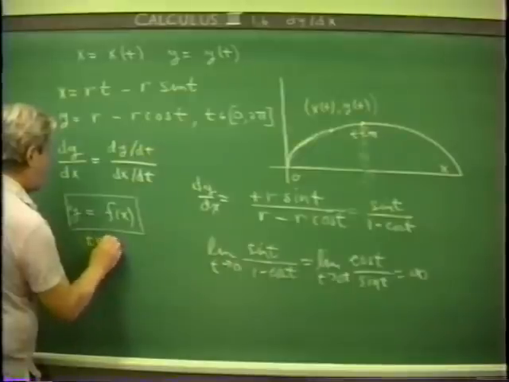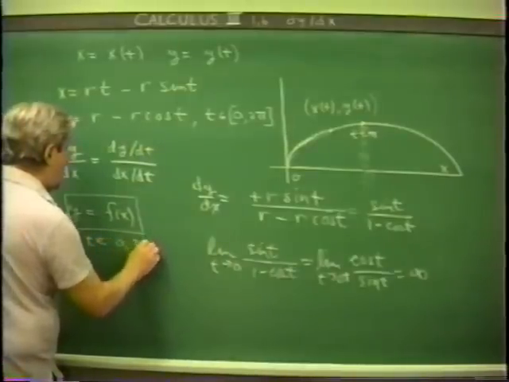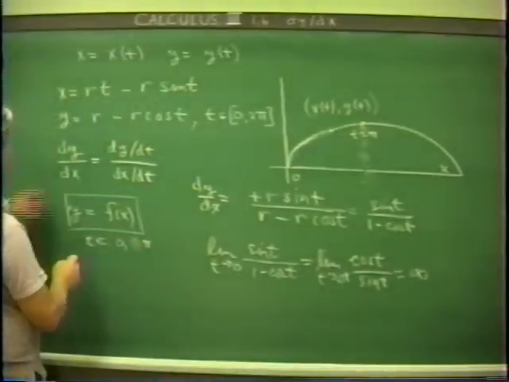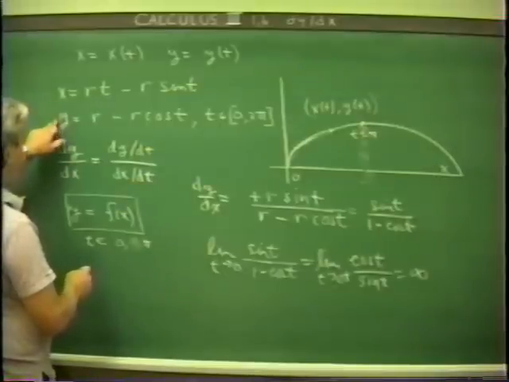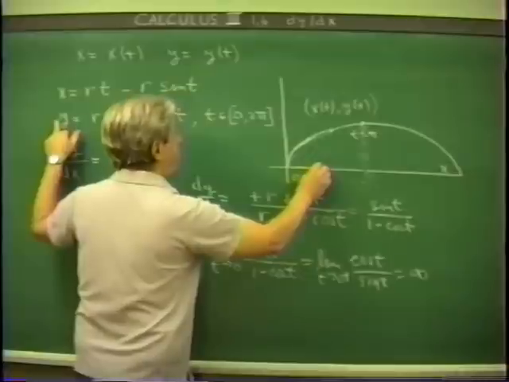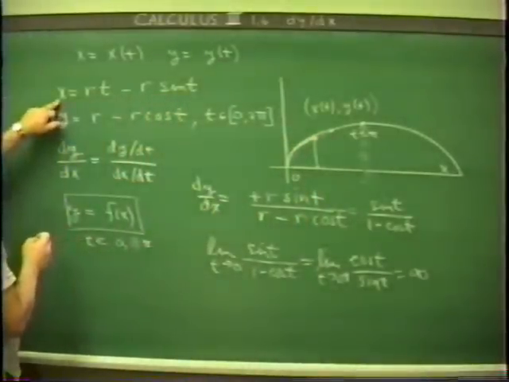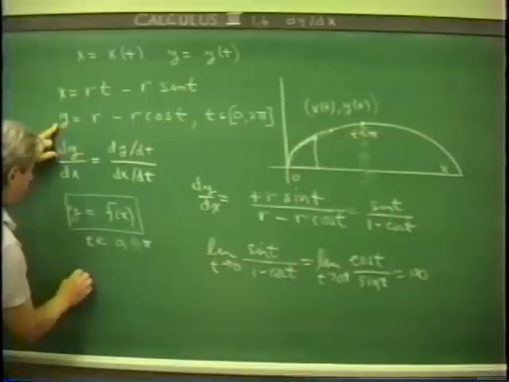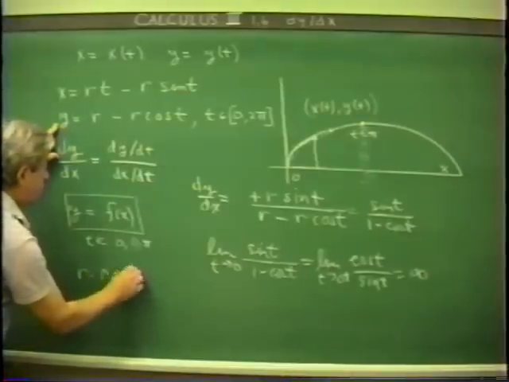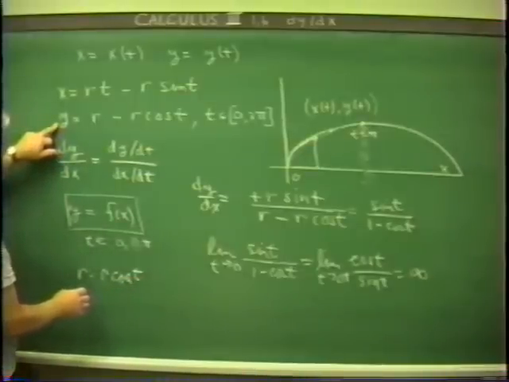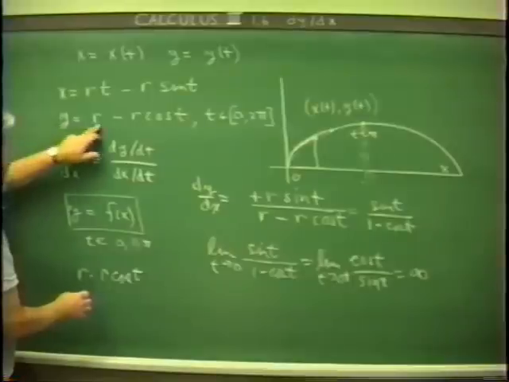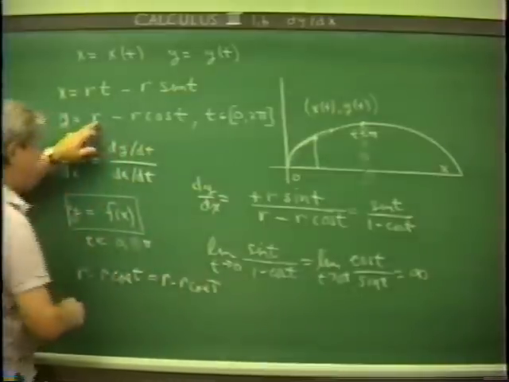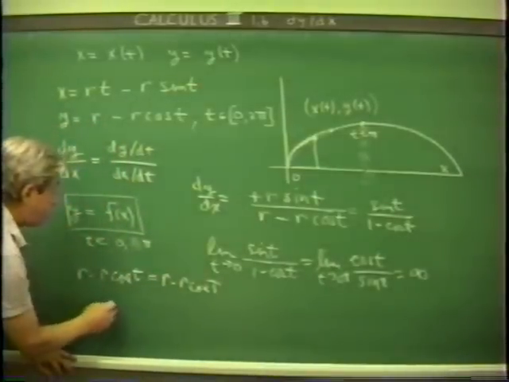Another way to see that this is a function of x is to do the following. Let's let t be between 0 and pi. And let's suppose that for a given x value there are two y values. So if we let x be given here, and we look at what y is, let's suppose that for a particular value of t, we have r minus r cosine t, is equal to r minus r cosine, let's say capital T.